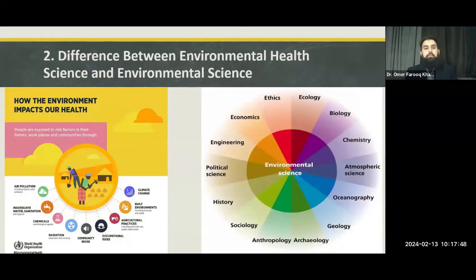Then I just added some images. Then there is a World Health Organization image about environmental health. On the left side of the slide is how the environment impacts our health. People are exposed to risk factors in their homes, workplaces, or communities through air pollution, inadequate water sanitation and hygiene, chemicals and biological agents, radiation, community noise, occupational hazards. Then there are agricultural hazards or agricultural practices, including excessive use of pesticides, etc. Then there is built environment hazard. Then there is climate change.